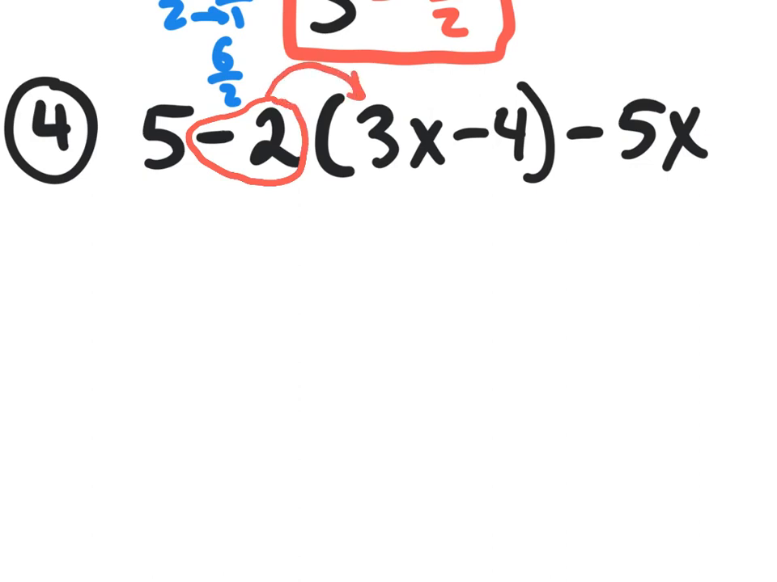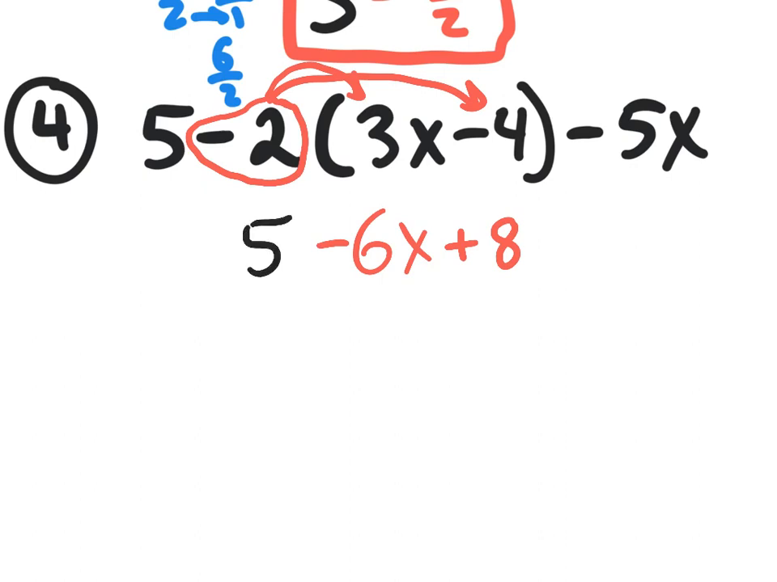So negative 2 times positive 3x, that is a negative 6x. Negative 2 times negative 4, that is a positive 8. And then I'm going to bring down the 5 that's in front, bring down the minus 5x at the end. So I now have 1, 2, 3, 4 terms, and I'm going to combine the x's with the x's and the numbers with the numbers. I'm going to combine like terms.